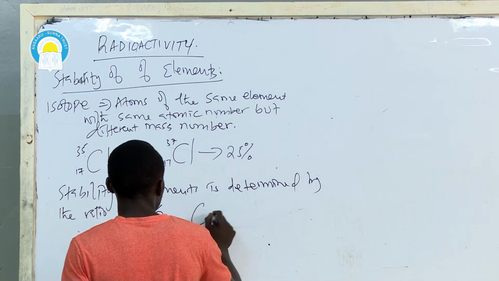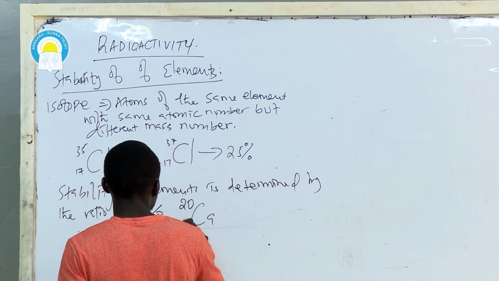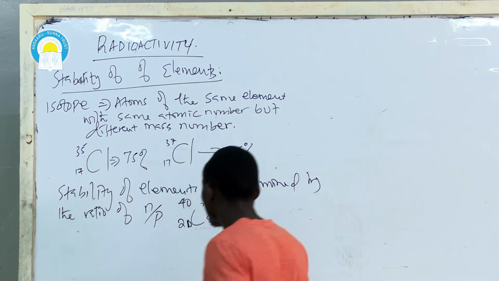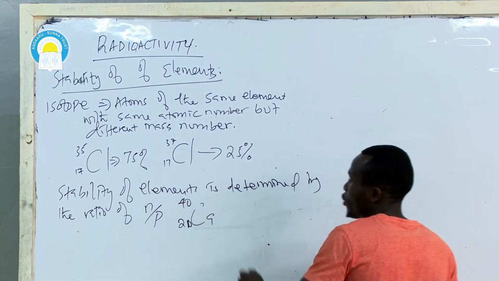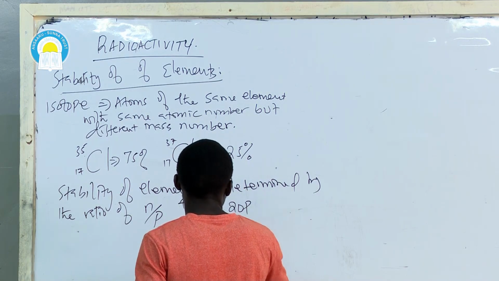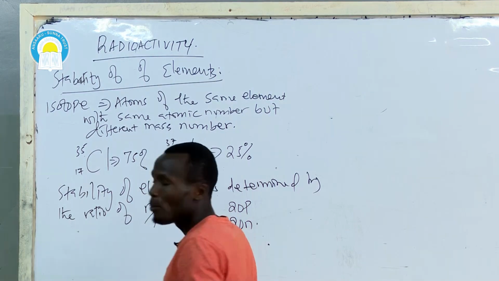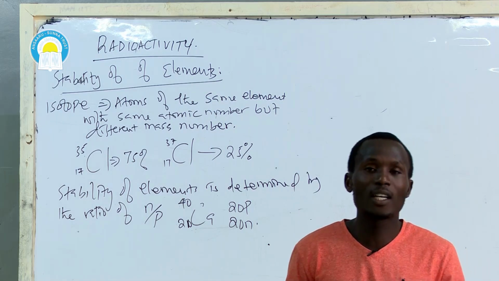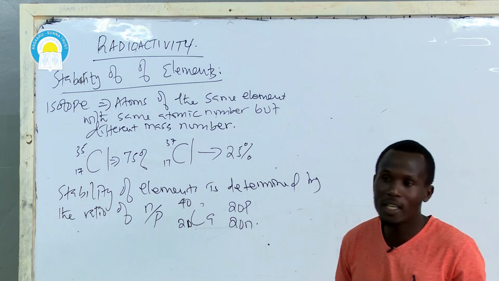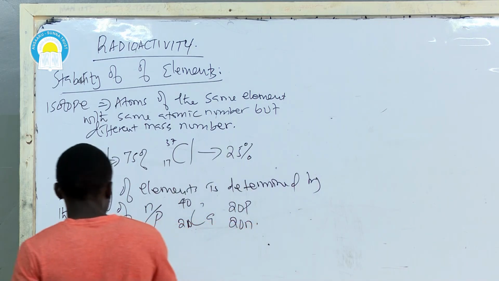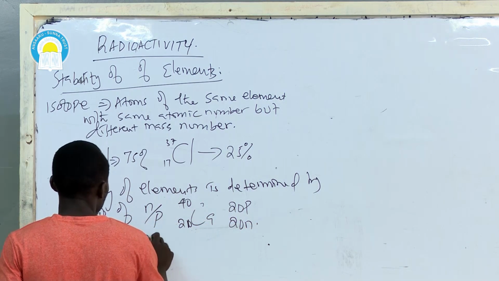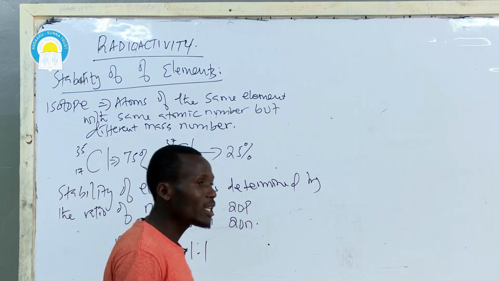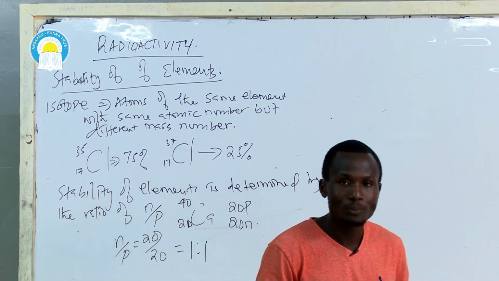For example, if you look at calcium, the mass number is 40 and the atomic number is 20. So the calcium atom has 20 protons and 20 neutrons, because a nuclide is defined by the neutrons and the protons that it contains. Therefore, the ratio of neutrons to protons is 20/20, which is 1:1. So we say this element is stable.